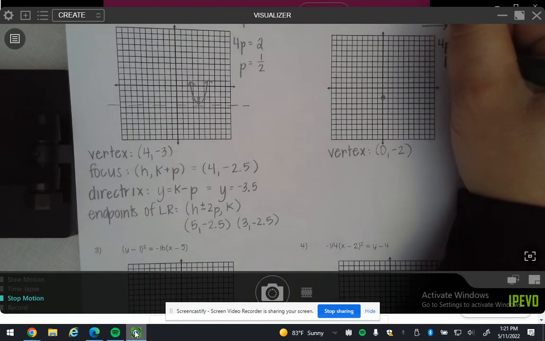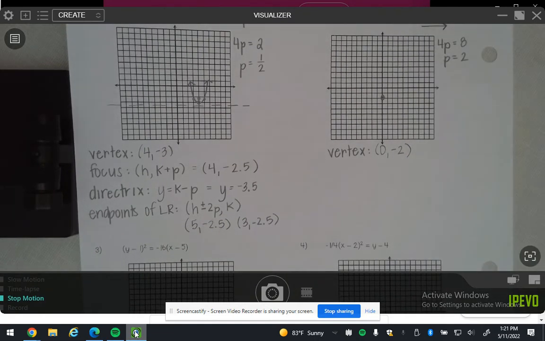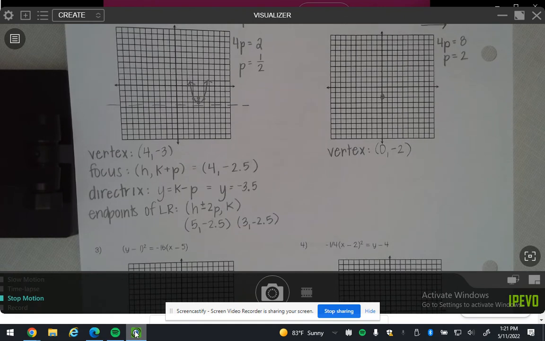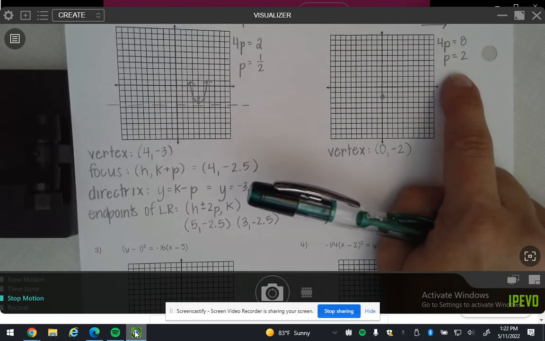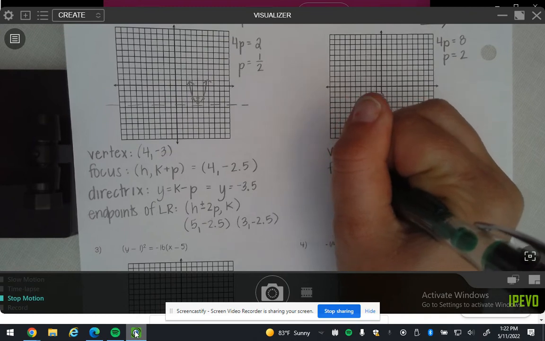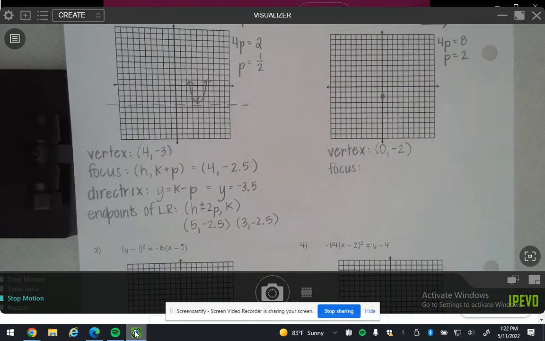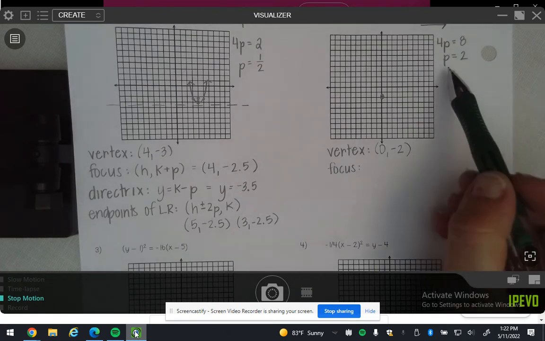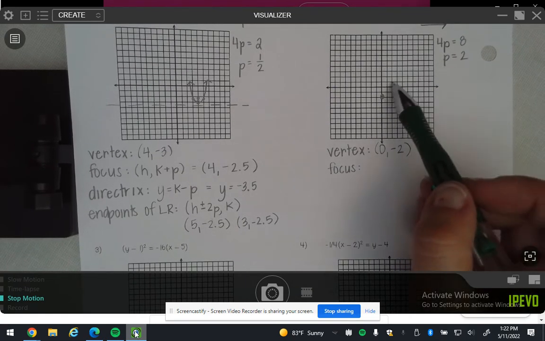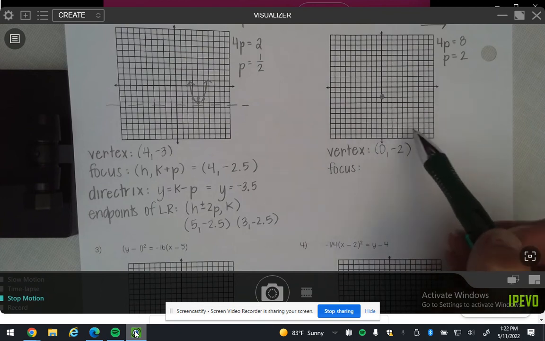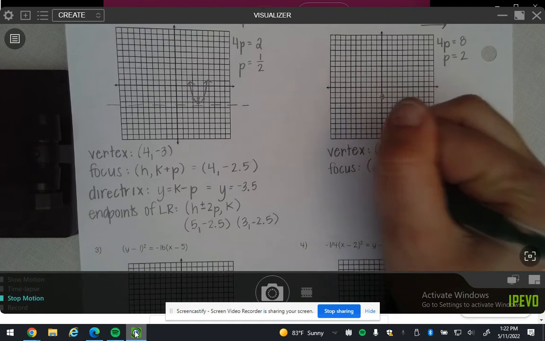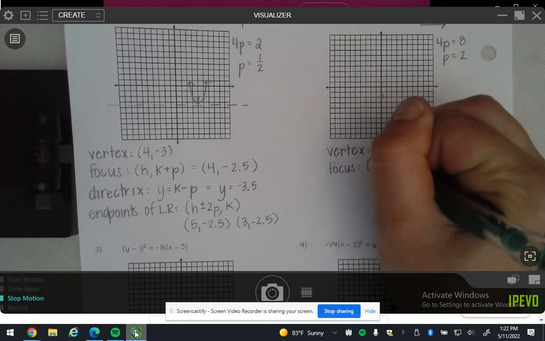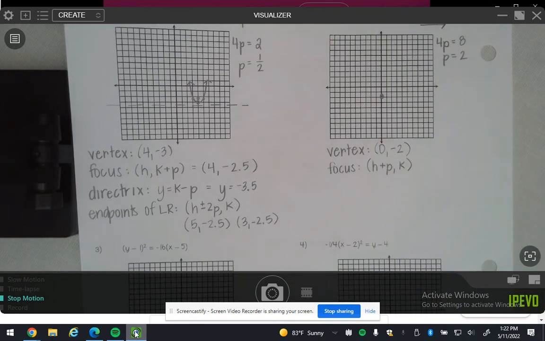So p equals 2. Everybody understand how I got p equals 2? 4p is your coefficient. Get p by dividing by 4. I need to find my focus first. You have to really think here. Your focus is inside, so you have to look up here. It's going to wrap like this, correct? Okay. So it's going to stay on your y-axis. So you're going to take your H and you're going to add your P and keep your K.